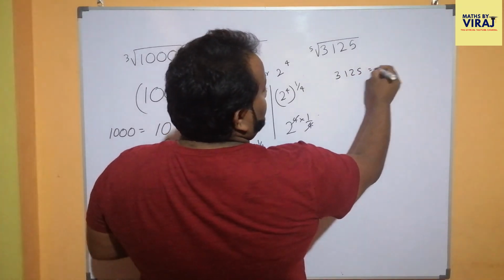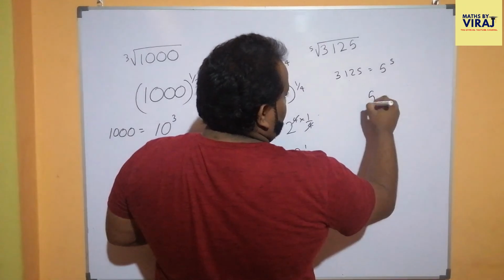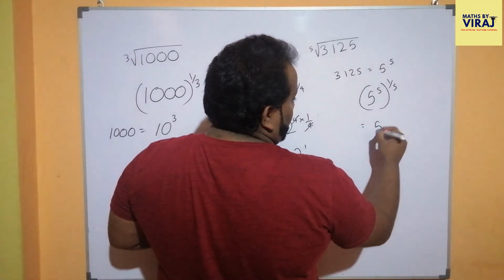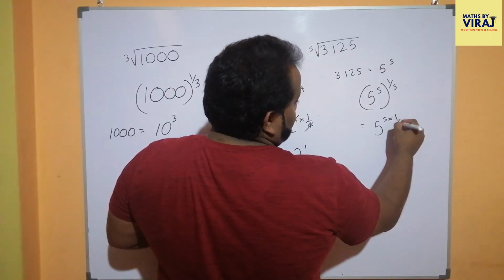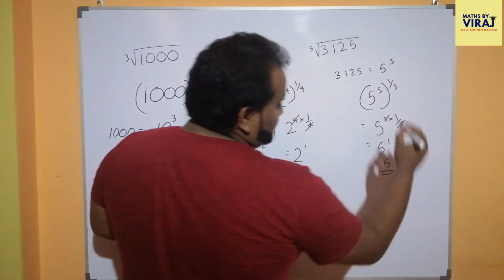3125 is 5 to the power 5. Therefore, 5 to the power 5 whole into the power 1/5 will give you 5 to the power 5 into 1/5, which is 5 to the power 1, which is 5.